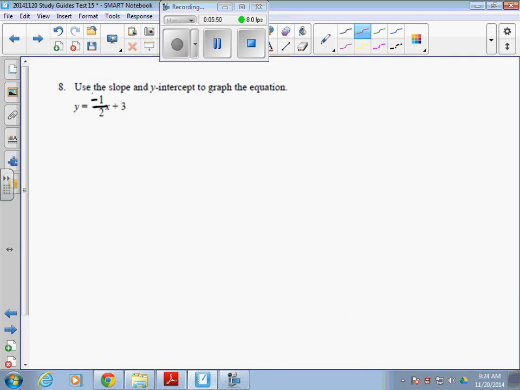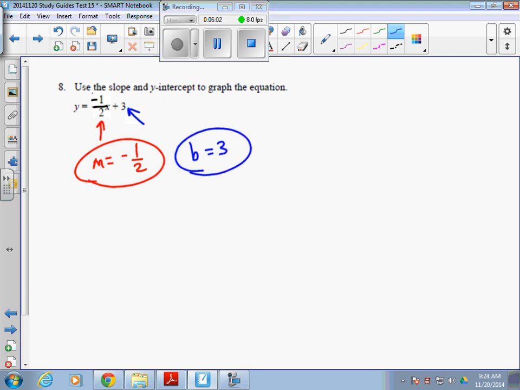Number 8 says use the slope and the y-intercept to graph the equation. This is the slope. M is negative 1/2. This is the b right here, 3. B tells you where to begin. So on your graph, begin on your y-axis at 1, 2, 3. That's where your first point goes.